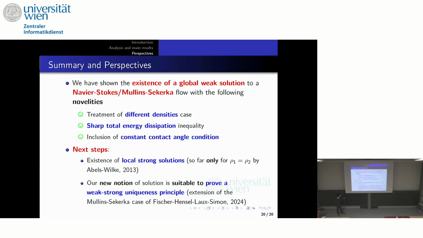The new big step would be the proof of a weak-strong uniqueness principle. Sebastian showed you last time that they have proven the Mullins-Sekerka part, so they have proven weak-strong uniqueness in 2D and then in 3D for Mullins-Sekerka. What we now expect is that our notion is perfectly feasible and ready to be shown to be weak-strong unique. And this is very nice because this would mean that as long as you have a strong solution, at least in the time where the strong solution exists, your weak solution cannot create strange instabilities, strange singularities. It must coincide with the strong.